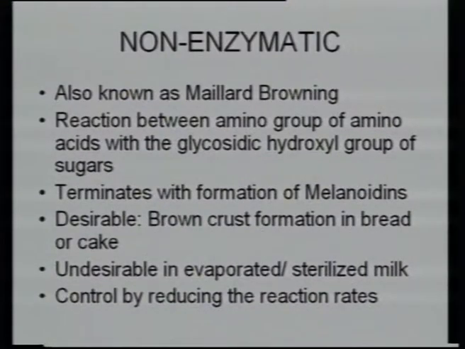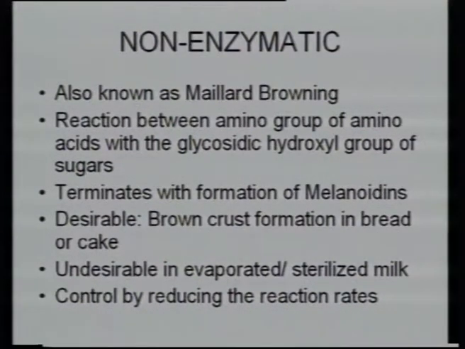Along with this, there is non-enzymatic browning, also known as Maillard browning. It is actually a reaction between the amino acids and the hydroxyl groups of the sugar. The non-enzymatic browning can be desirable, or it could be undesirable. The brown crust formed on bread or cake is a type of desirable browning, but in sterilized milk, it is an undesirable browning.